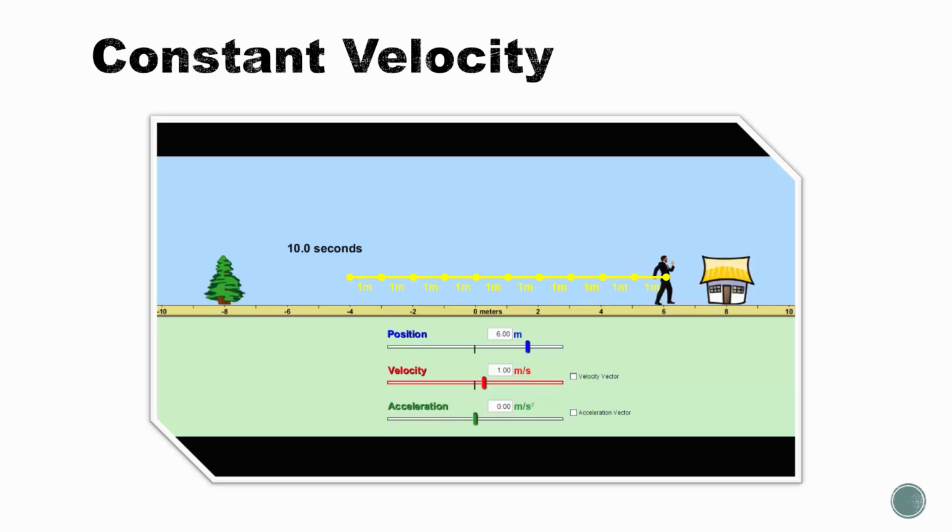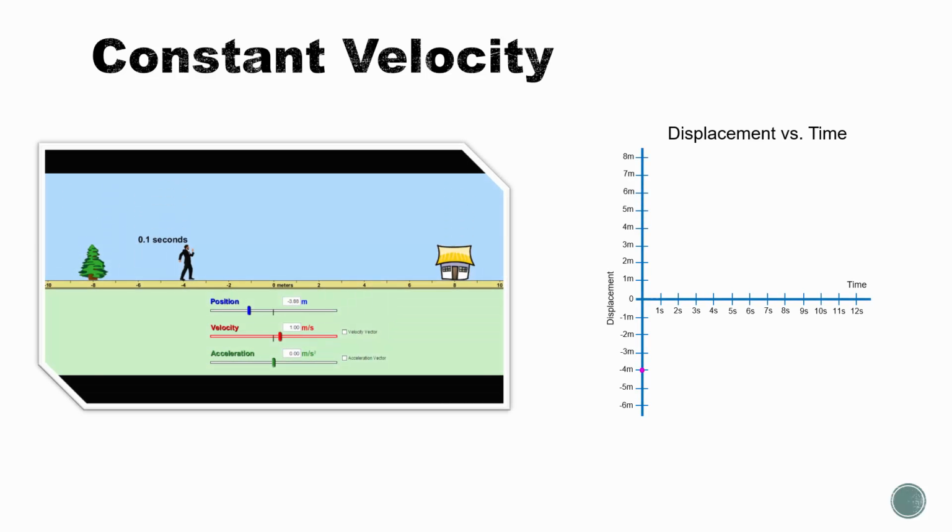We could also look at this on a graph. If he traveled slower, the graph might look like this. If he traveled faster, it could look like this. And if he was traveling to the left instead of to the right, the graph might look like this. Ultimately, what we find is that the relationship between displacement and time for an object moving with constant velocity is a linear relationship. Now let's take a look at the velocity versus time graph for an object moving with constant velocity.